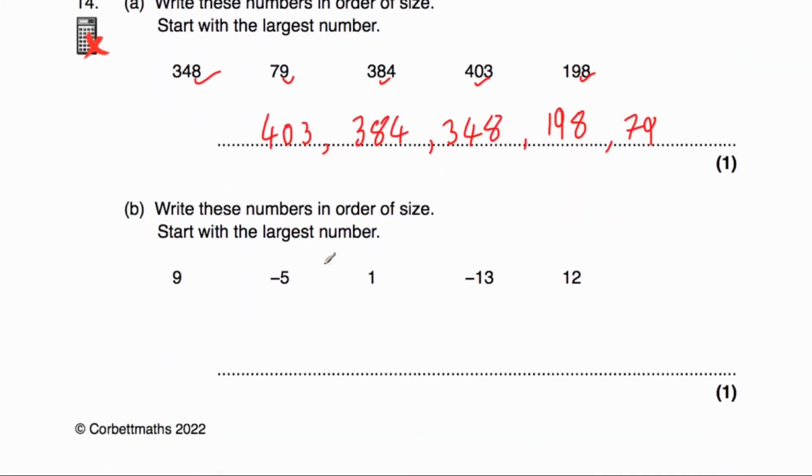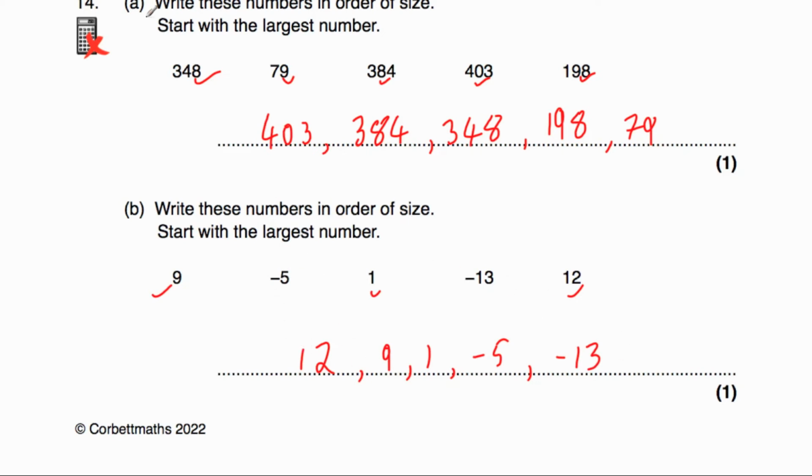Okay, now we've got some negative numbers. We've got 9, -5, 1, -13, and 12. And we're going to arrange these numbers in order of size, starting with the largest. So the largest number here would be 12, then 9 and 1. So we've arranged the positive numbers in order. Now we'll go to 0, and then we'll keep on going. So then we'll get to -5. And the most negative number, or the lowest number, will be -13. And that's it. We've arranged the numbers in order of size, starting with the largest number.